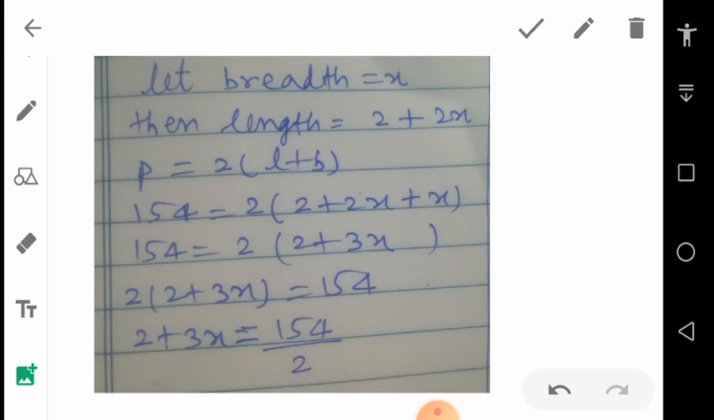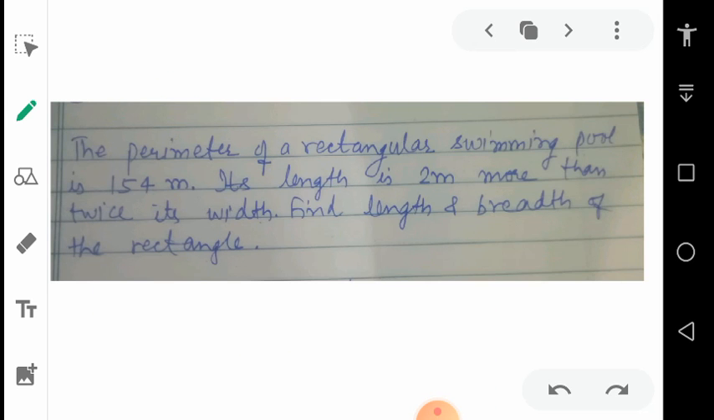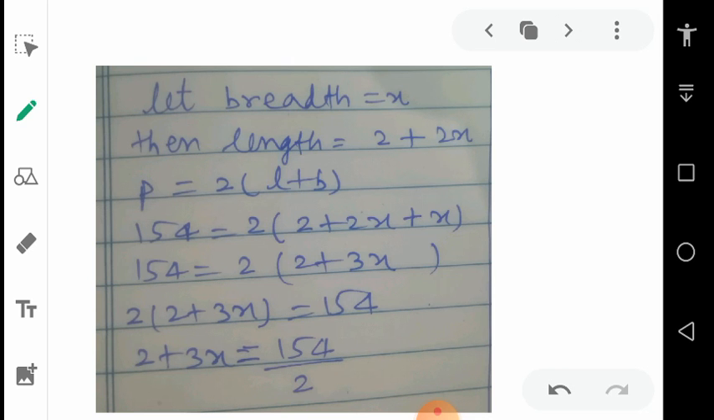Let the breadth be equal to x. Then we have to find the length in the form of x. It is 2 meter more than twice the width, so we find twice the width. Twice the width means 2x, and 2 meter more means plus 2. In this way the length will be 2 plus 2x. And we will use the formula of perimeter as P equals 2 into (L plus B).